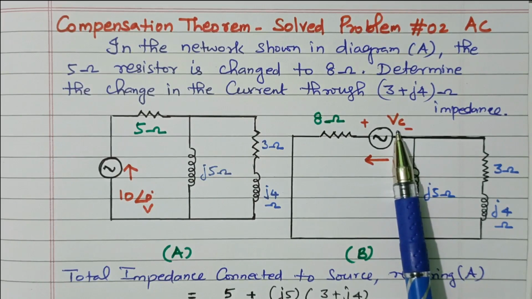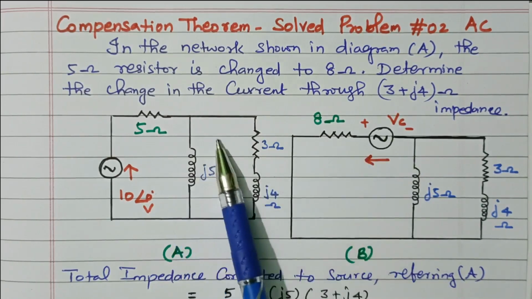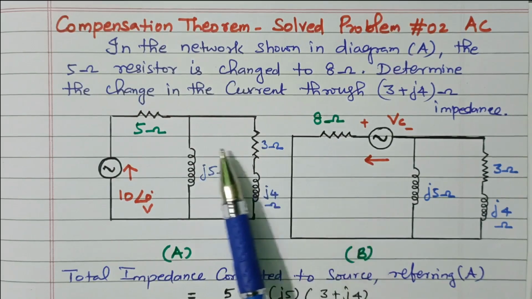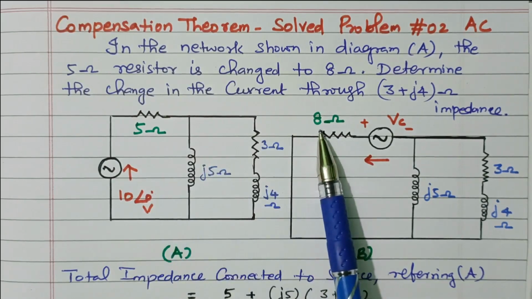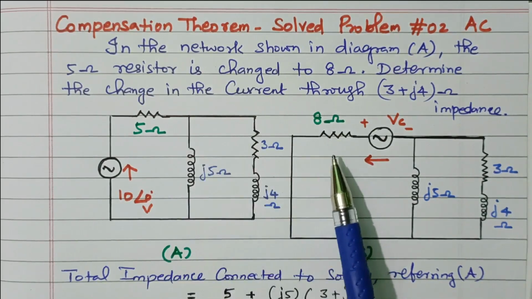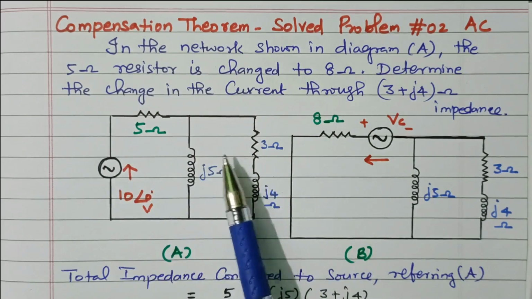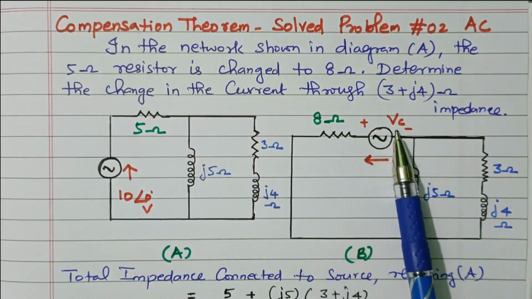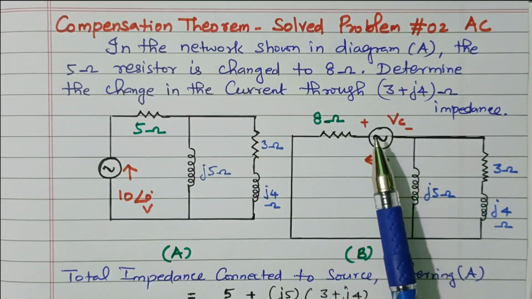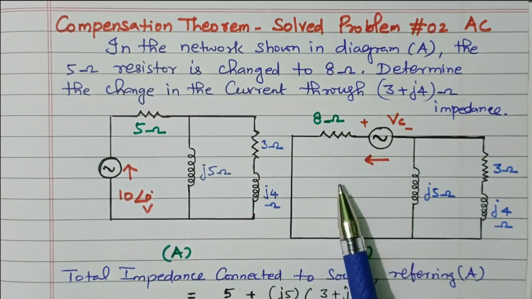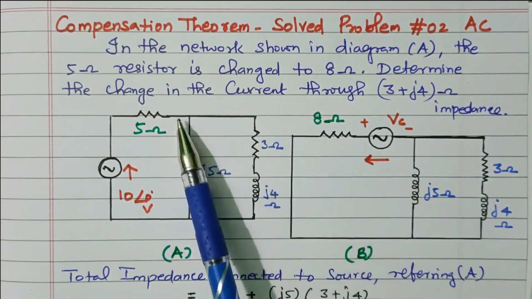V equals I into R. I is nothing but the current flowing in the original circuit. The R is nothing but delta R, the change in resistor. 5 ohm is changed to 8 ohm, so 8 minus 5, 3 ohm. The change in resistor is 3 ohm, right? So this is the original circuit. The resistor is changed, and due to that there is an opposing voltage given by the compensation voltage Vc. This Vc can be calculated as I into delta R, where I is the current in the original circuit and delta R is the change in resistor.